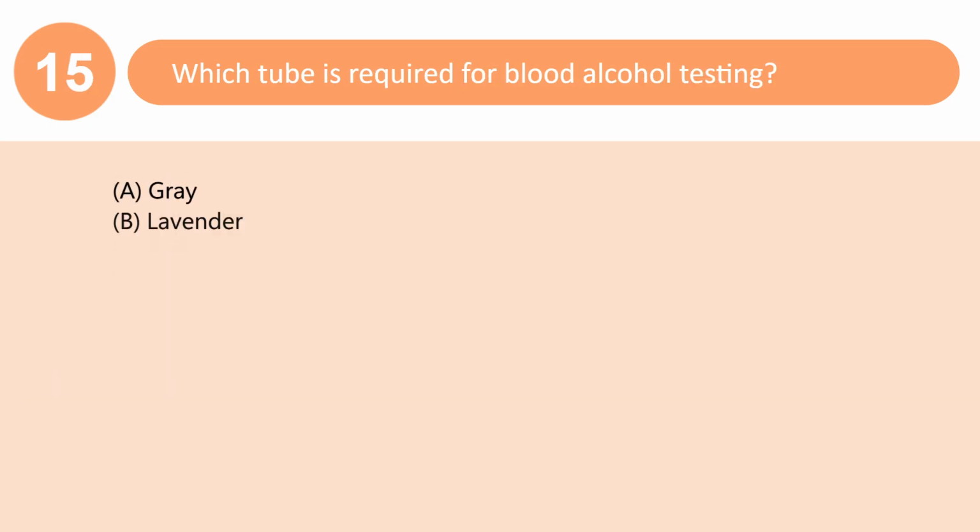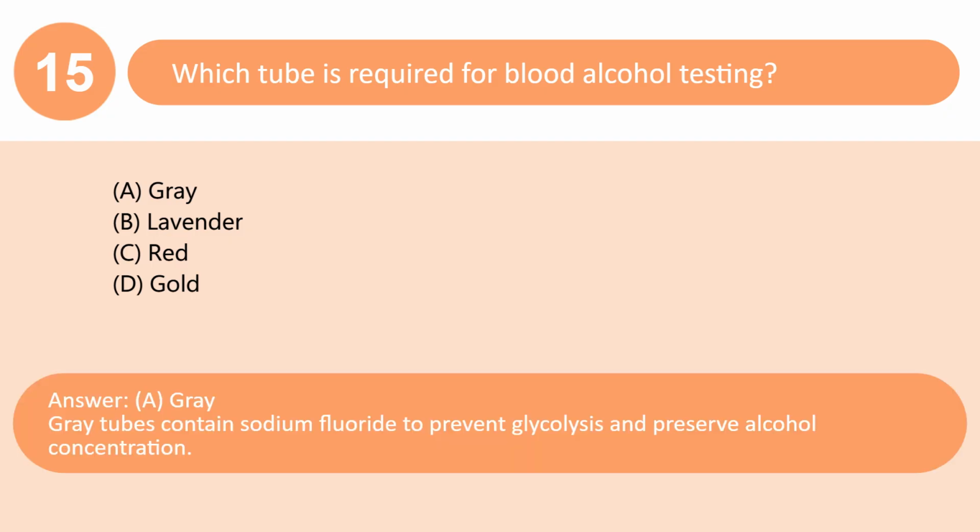Which tube is required for blood alcohol testing? A. Gray. B. Lavender. C. Red. D. Gold. Answer: A. Gray. Gray tubes contain sodium fluoride to prevent glycolysis and preserve alcohol concentration.